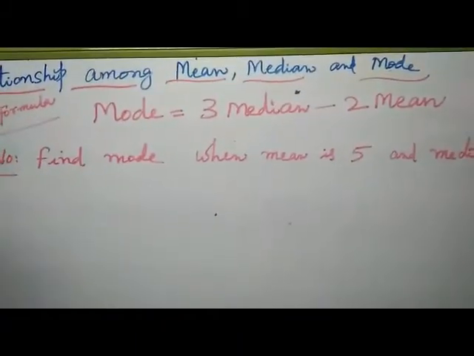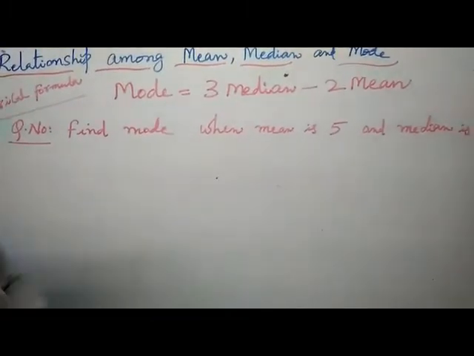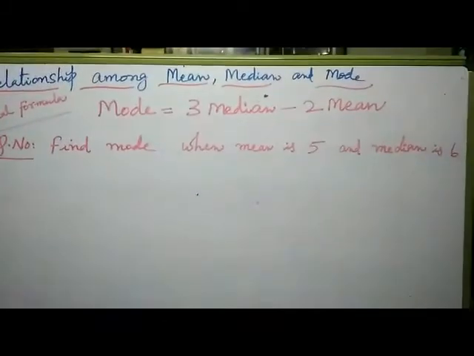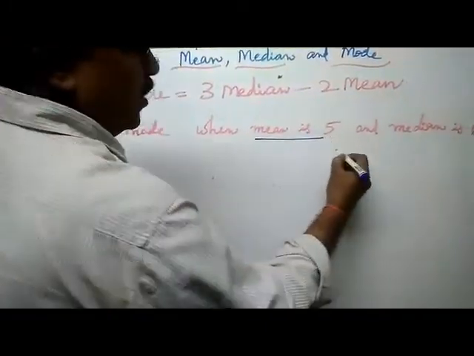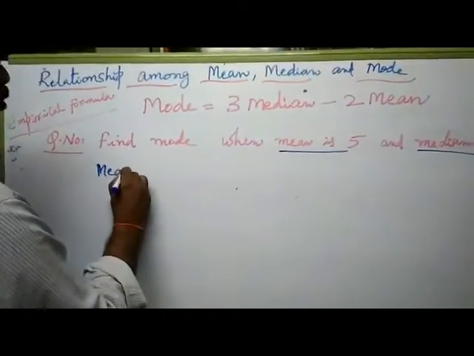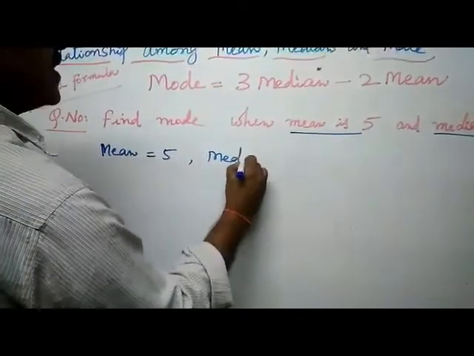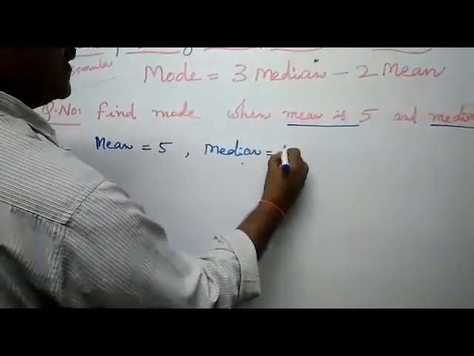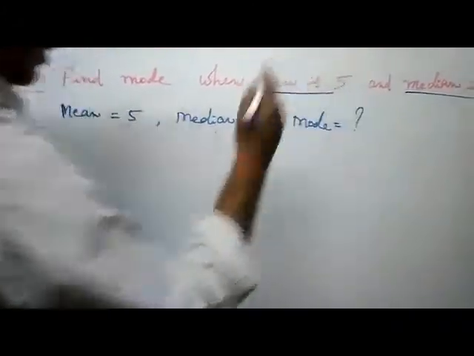Find mode when mean is 5 and median is 6. Mean is equal to 5. Median is 6. Given mean is equal to 5, median is equal to 6. Mode is equal to question mark.